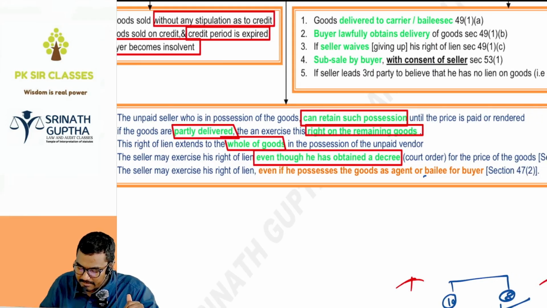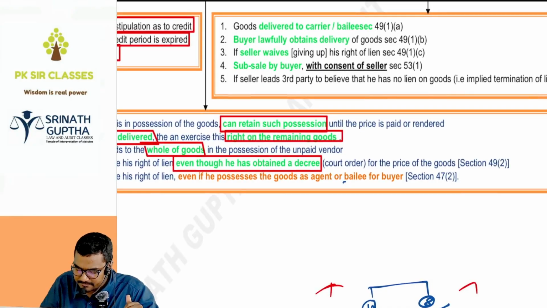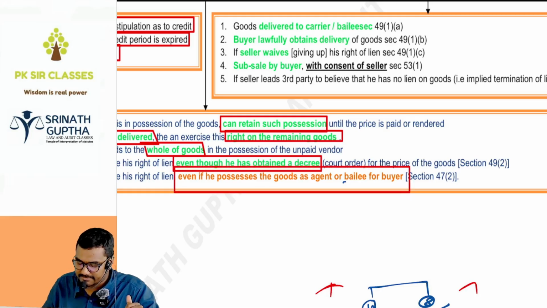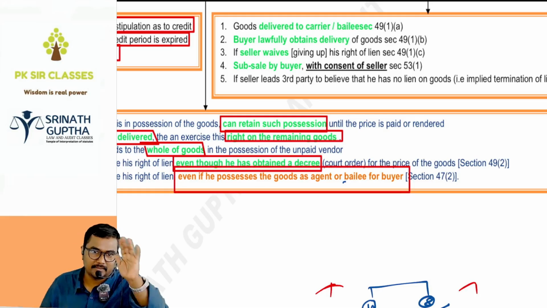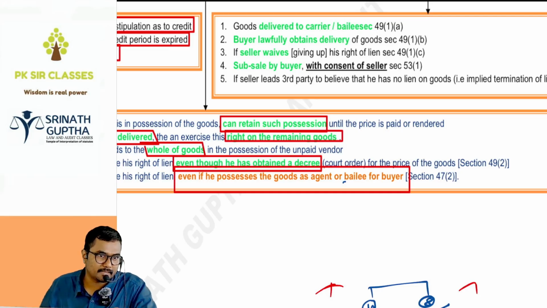Next, the seller may exercise the right of lien even though he possesses the goods as an agent. Actually, I sold the goods to Rajni, a TV, and delivered it too. She's not paying my money. Can I have any right?